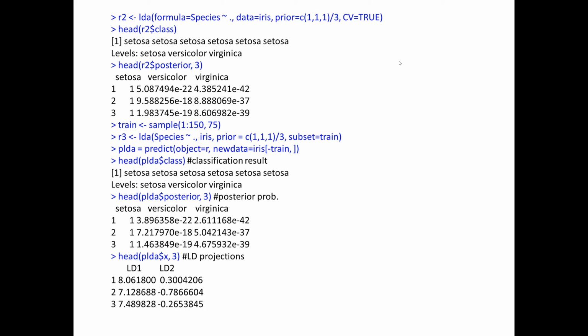Then we split out half the iris data set for training and use the predict command to classify the remaining half of the iris data set as a test set. So this is a little bit different split. This is a 50-50 split, which is a little, we usually use 80-20 or something like that, 80% for the training and 20% for the test. So this is one way to do it. On the next slide, we'll look at a second way to do it.